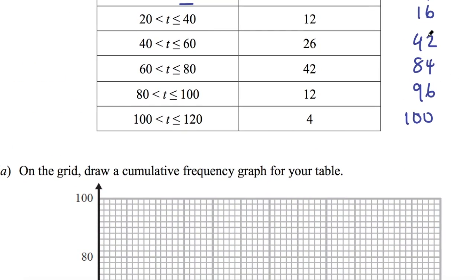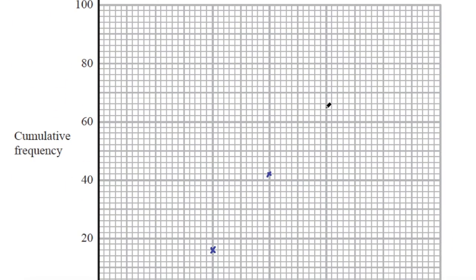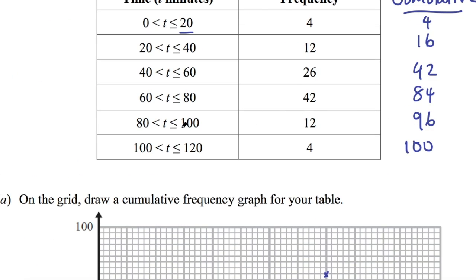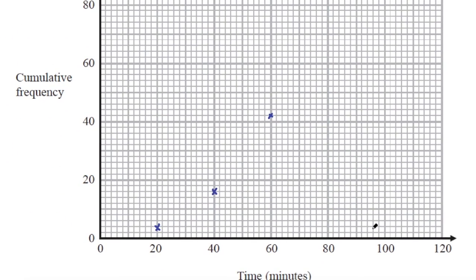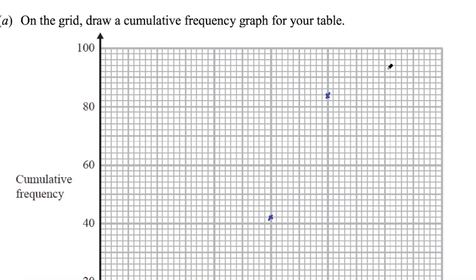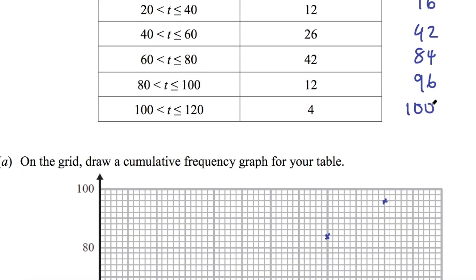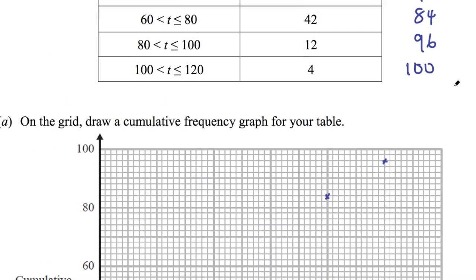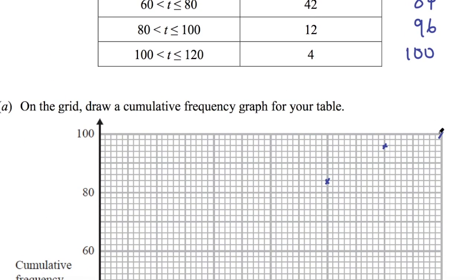The next one is 84 and 80. 80 on the time axis and 84 on the cumulative frequency. And the next one is 96 and 100. So 96 should be here. And then 100 and 120. So that's right in the corner here.